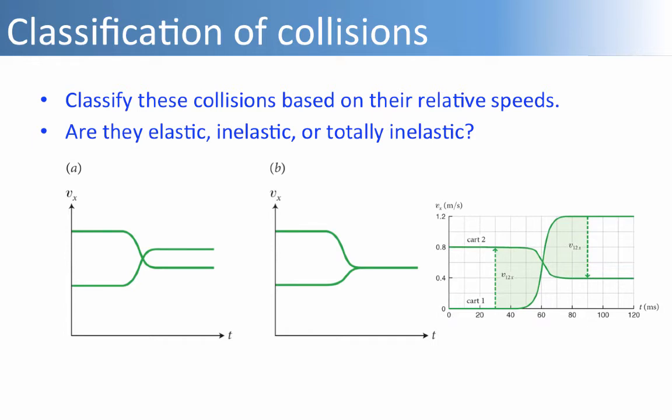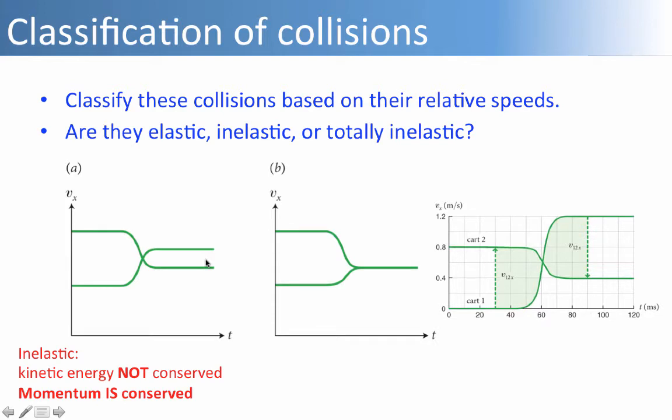So let's look at these three examples and look at the relative speeds and then classify them, so this is introducing new language, as elastic, inelastic, or totally inelastic. In this first case, the relative speed is greater before the collision than after the collision. We call this inelastic. The kinetic energy is not conserved in this case. However, in every collision for an isolated system, momentum is conserved. Now, in the second case, our relative speed is quite large before the collision and is zero after the collision.